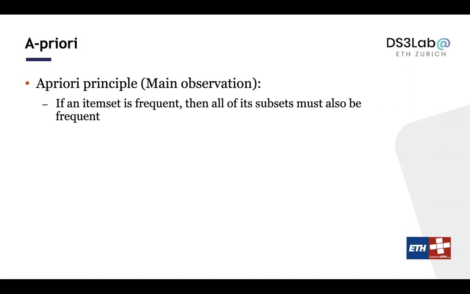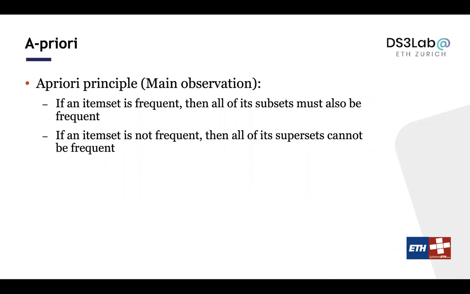The observation is actually very simple. If one item set is frequent, then all of its subsets must also be frequent, right? For example, if the item set milk and beer appeared twice in your database, then every single element or subset of that must appear at least twice, right? So if an item set is frequent, then its subsets must also be frequent. And also the other way around: if an item set is not frequent, then all of its supersets cannot be frequent. This algorithm is based on this very, very simple observation, but you can use these two observations to prune the lattice.